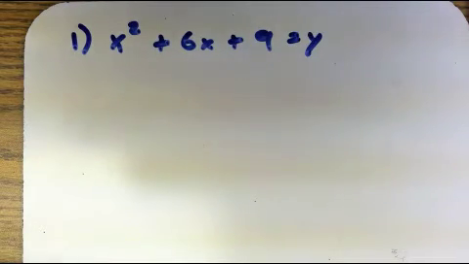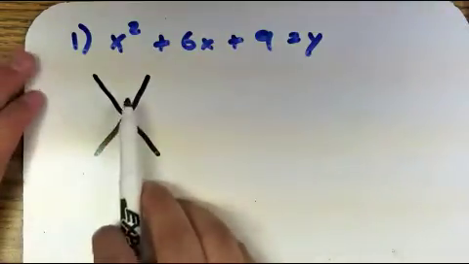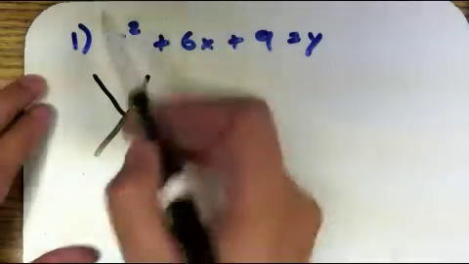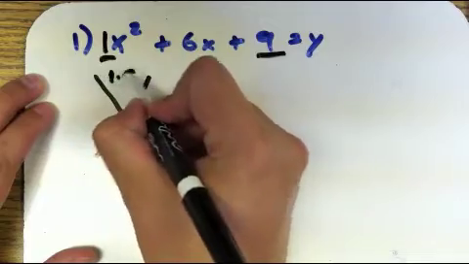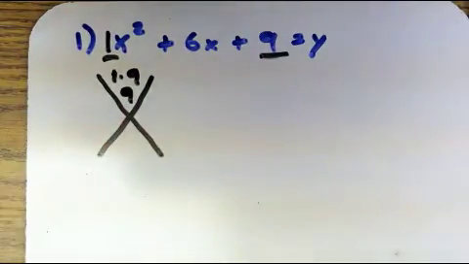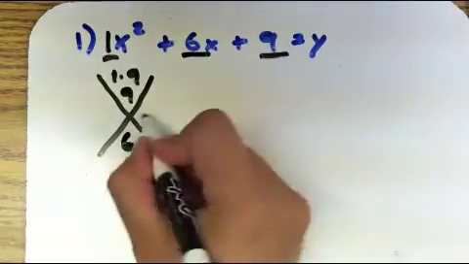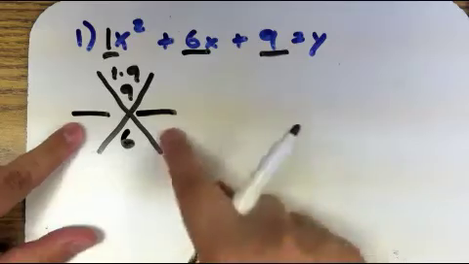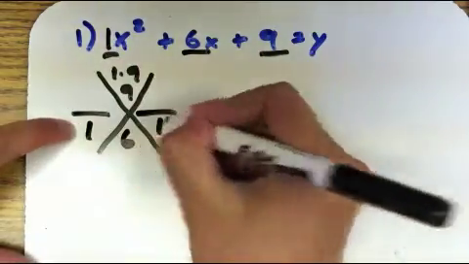Most of you guys should do this pretty fast since you had a lot of practice with it. So I have my x. What's going to go in the top is my a and c. My a is 1 and my c is 9. So 1 times 9 is 9. In the bottom is my b, that is 6. What goes in the denominators is our a, in this case it's going to be 1.